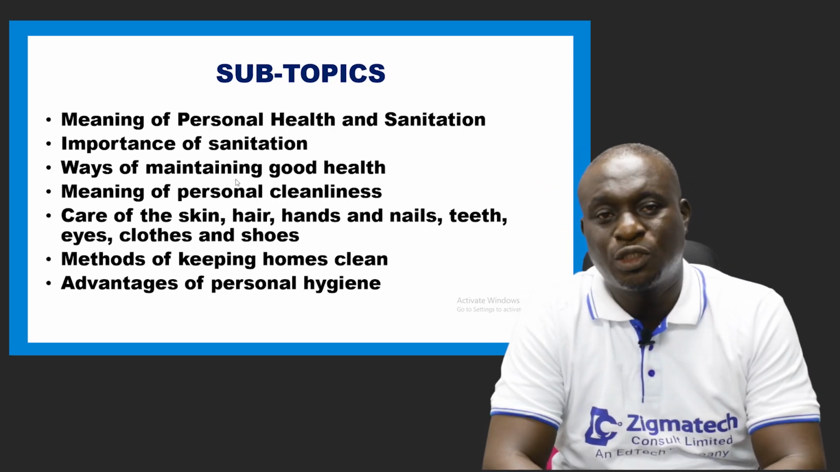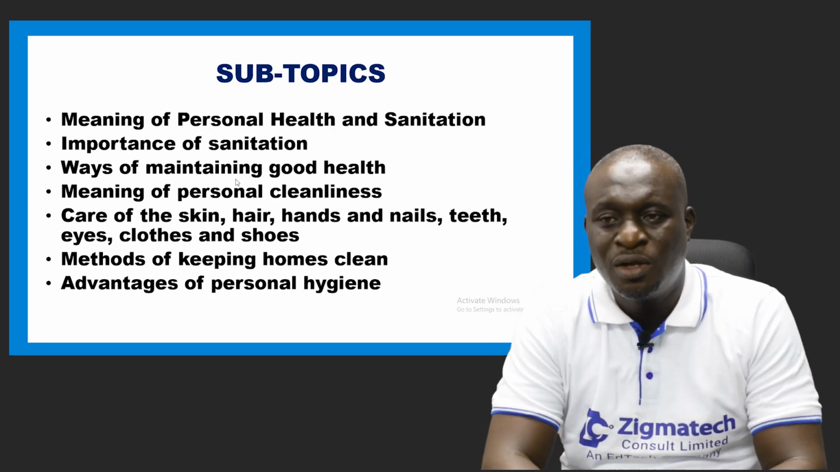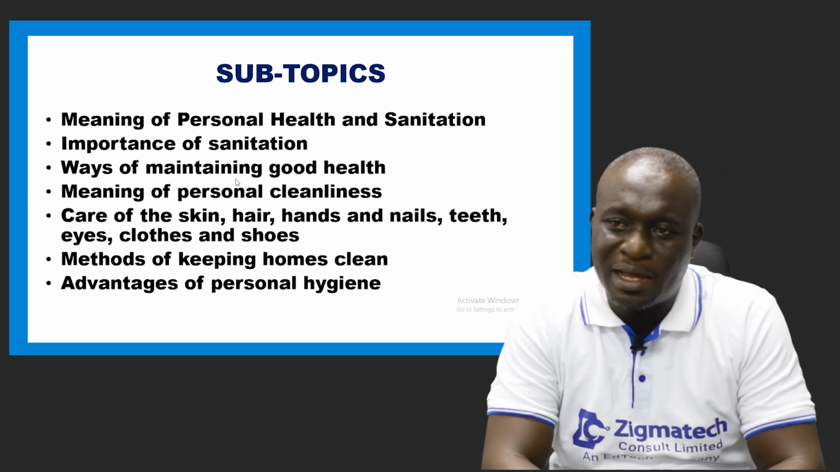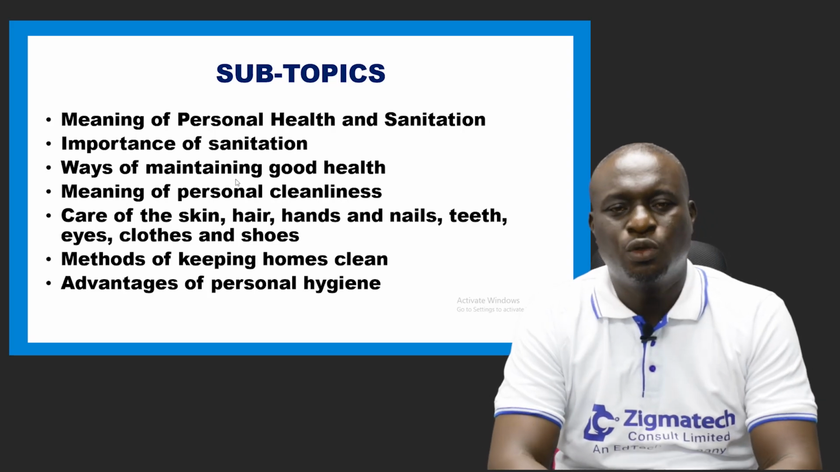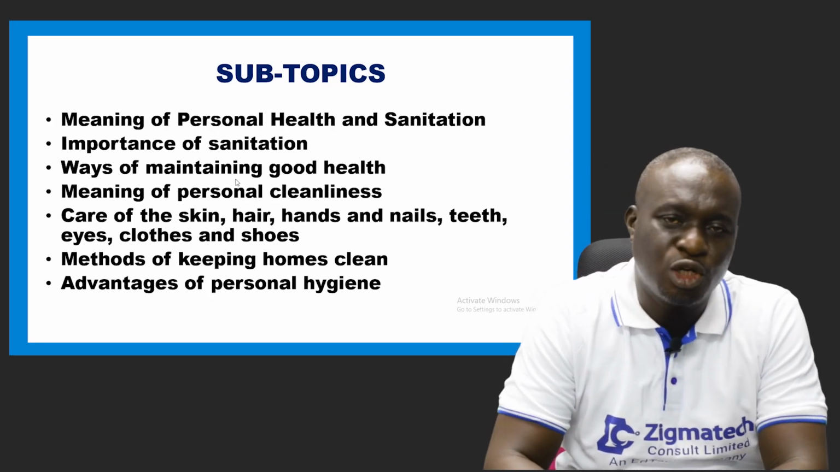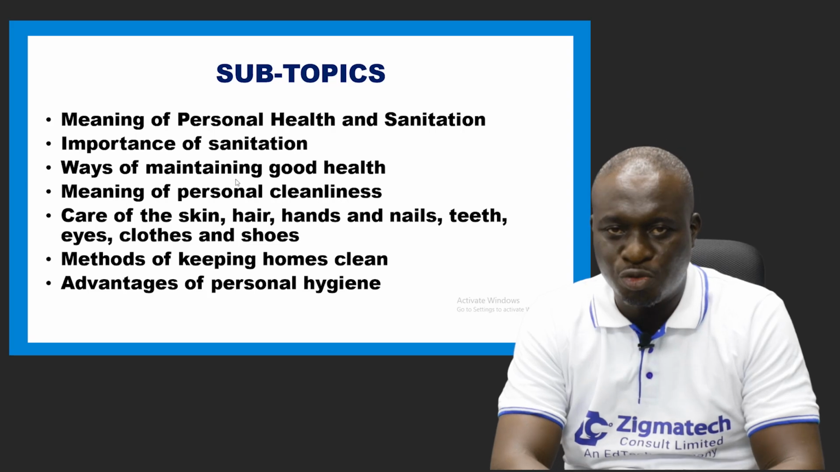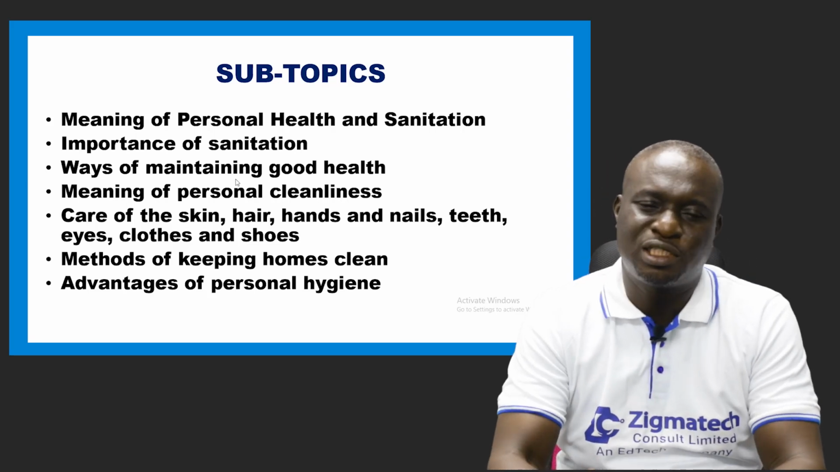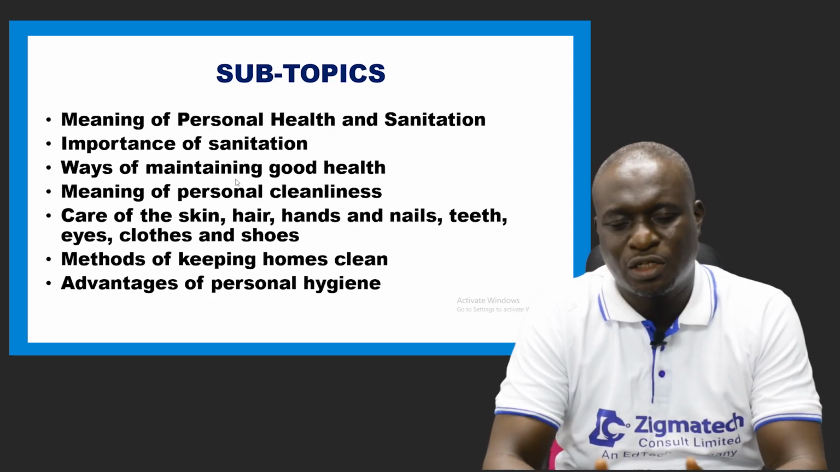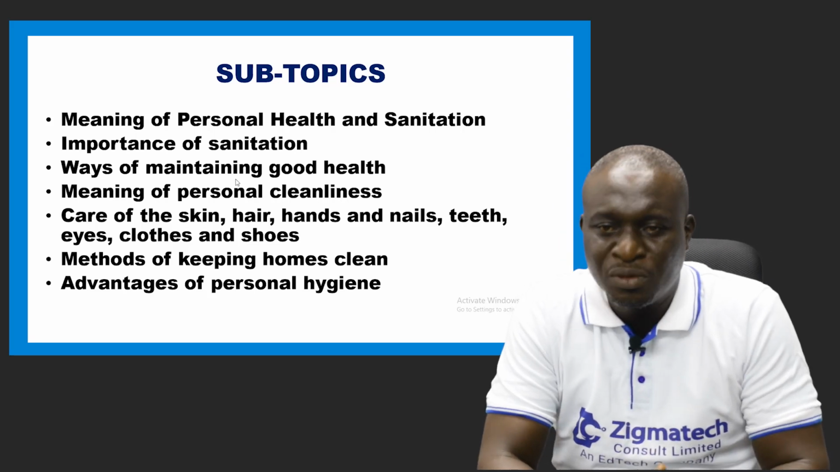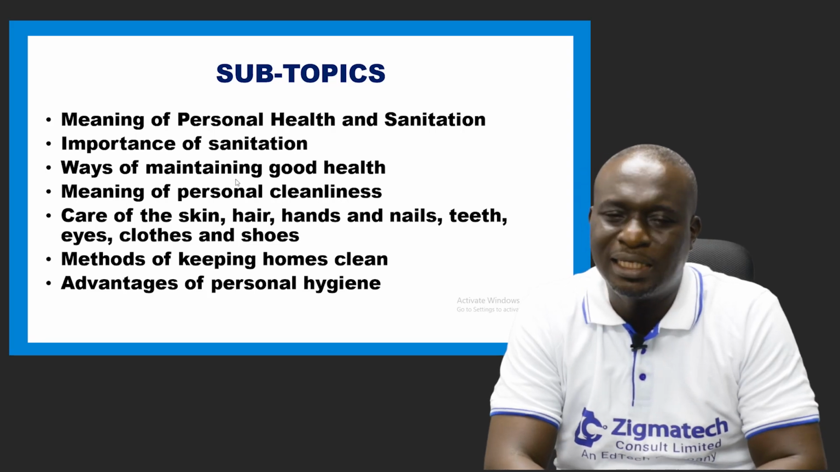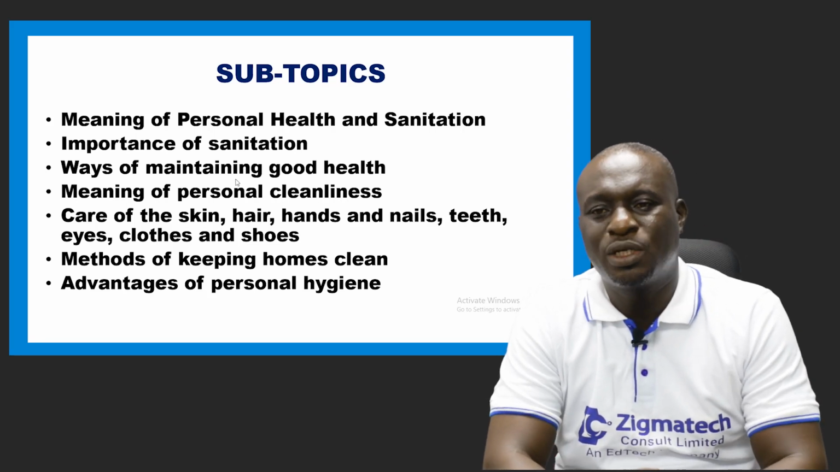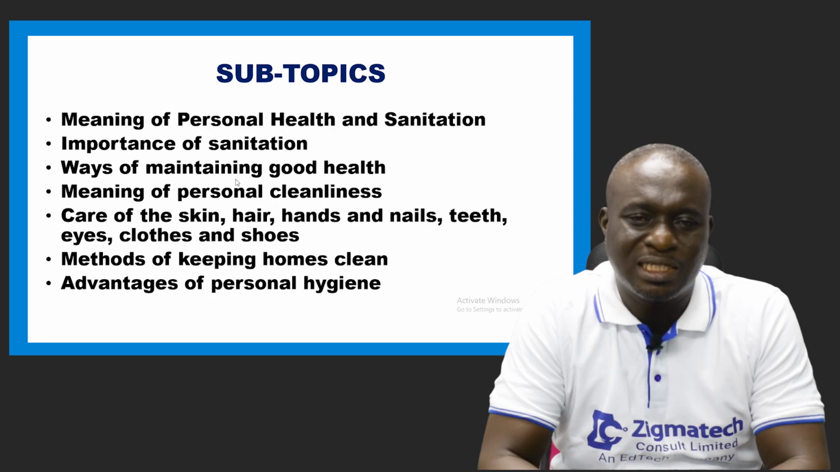We're also going to be talking about care of the skin, care of the hair, care of the hands and the nails, and care of the teeth. We'll also talk about care of the eyes, clothes, as well as the shoes. If you look at that, that's personal belongings, or you can call that personal hygiene. Then also, we're going to be looking at methods of keeping the home clean. And finally, we're going to be looking at advantages of personal hygiene.